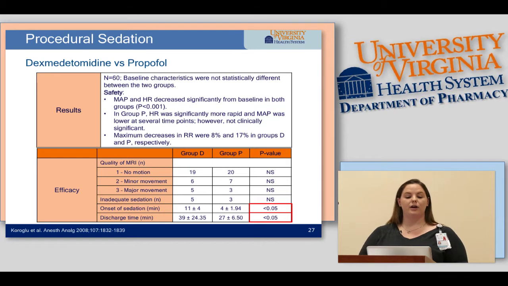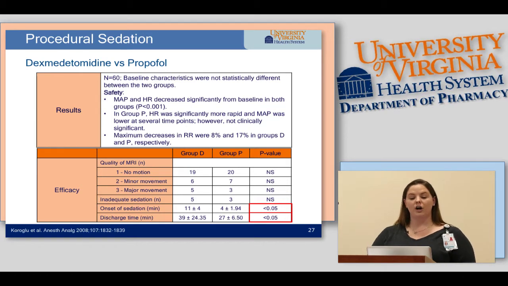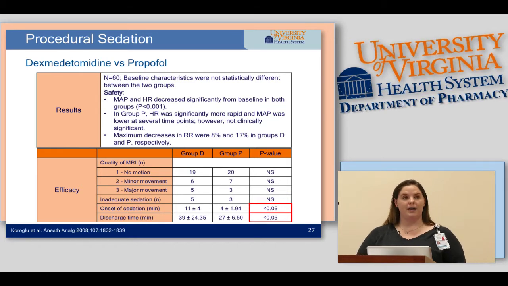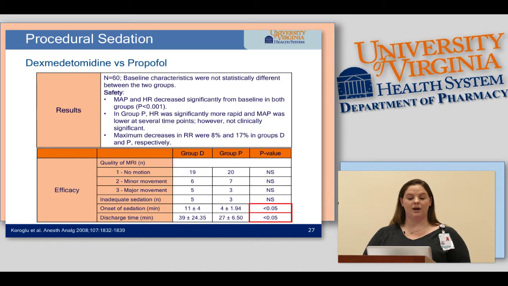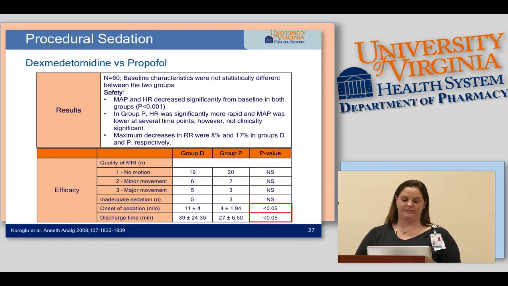And then for the group that received propofol, heart rate was significantly more rapid and the mean arterial pressure was lower at several time points. However, this was not clinically nor statistically significant. And the maximum decreases in respiratory rate were 8% and 17% in the groups that received dexmedetomidine and propofol respectively.